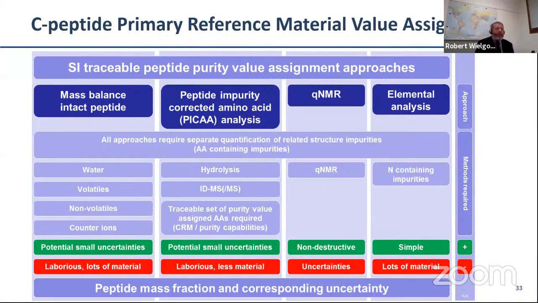The value assignment of the pure primary reference material is slightly more complicated because it's a larger molecule, but the NMIs have developed a whole range of methodologies to achieve that, including use of high-resolution mass spectrometry.